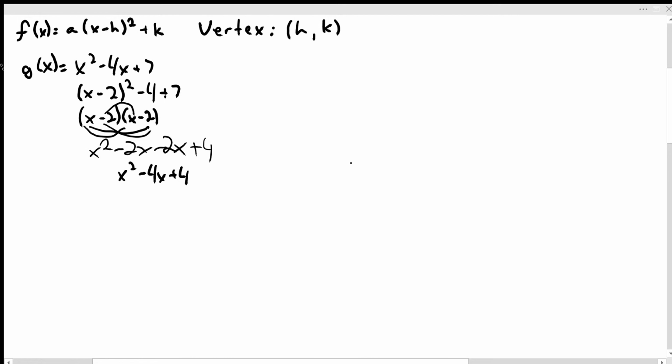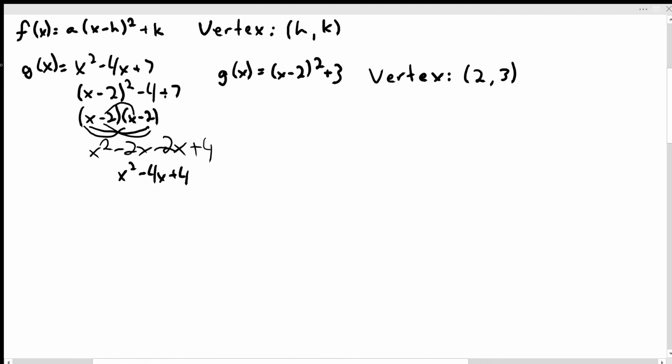So how we're going to rewrite g of x is we're just going to simplify it down to x minus 2 quantity squared plus 3. So we know that the vertex of this function is going to lie at the point 2, 3, because our h right here is going to be 2, and our k equals 3.